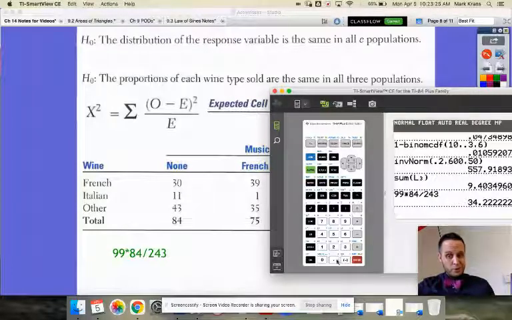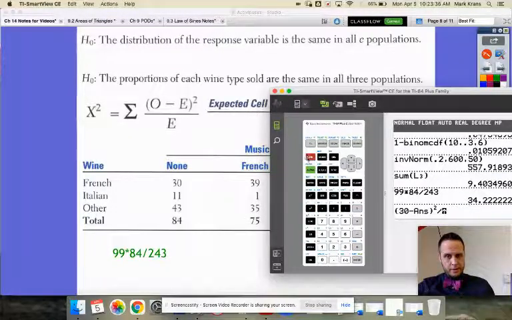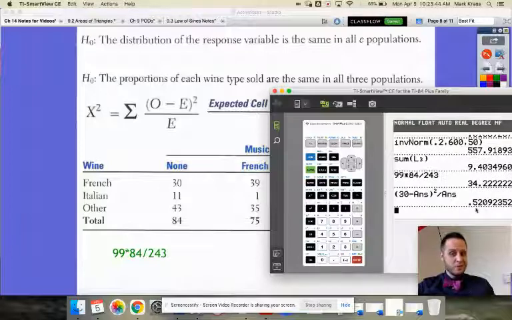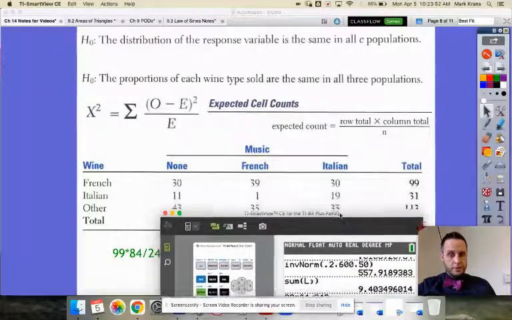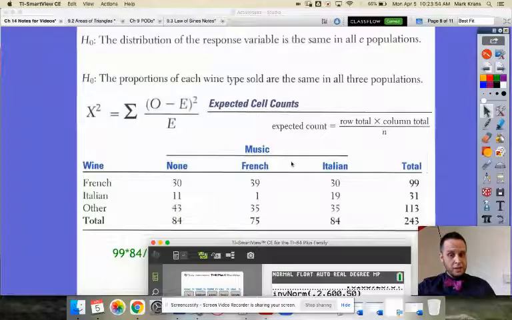So we got 30. We were expecting 34.22. So if I do sort of, let's do 30 minus the answer squared divided by the answer, okay? So we're doing 30 minus that 34.22 squared divided by 34.22. This is how much it would contribute to my test statistic, which does not seem very, very significant, okay? And so we would do that for every single cell on this table, and they each contribute a little bit to some total of a test statistic that then we would need to compare to our chi-square distribution, okay?